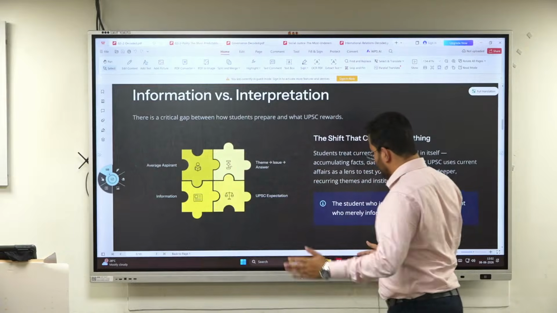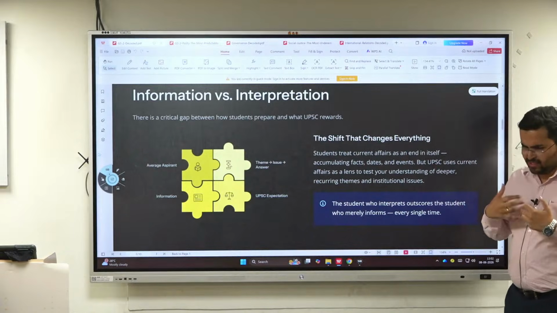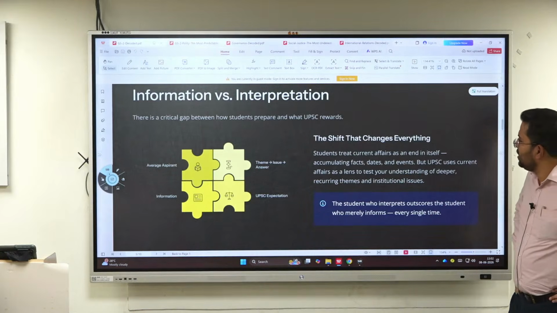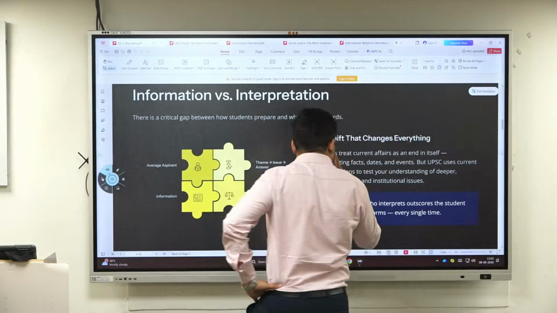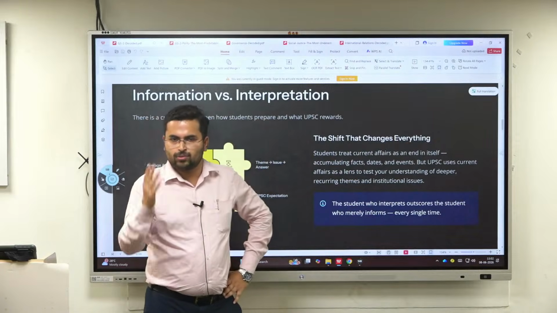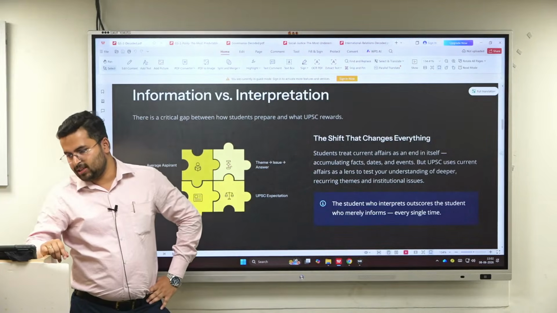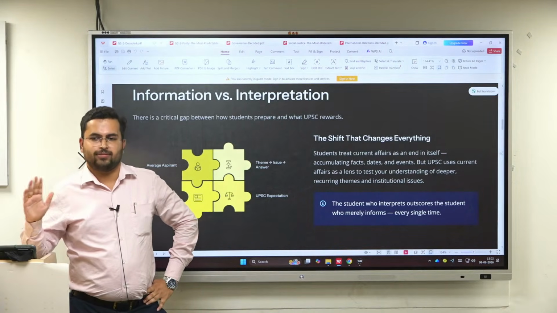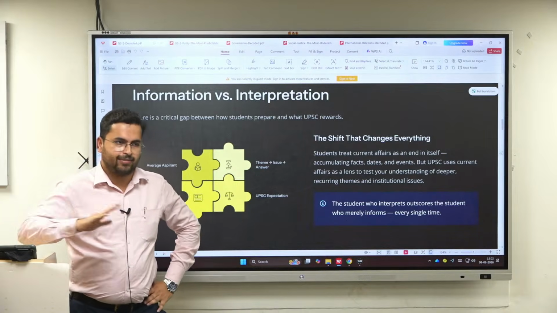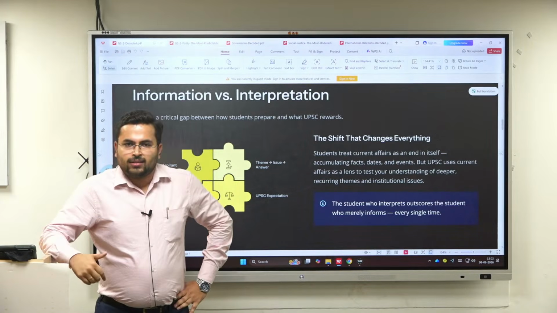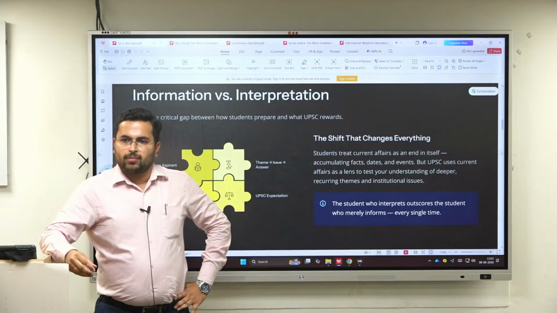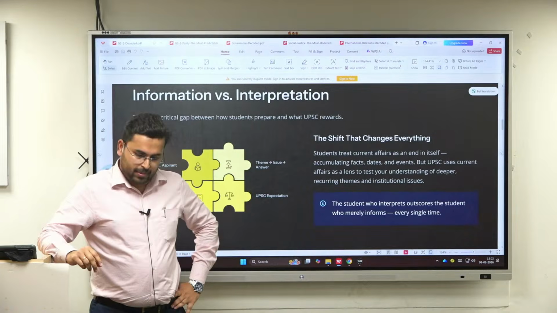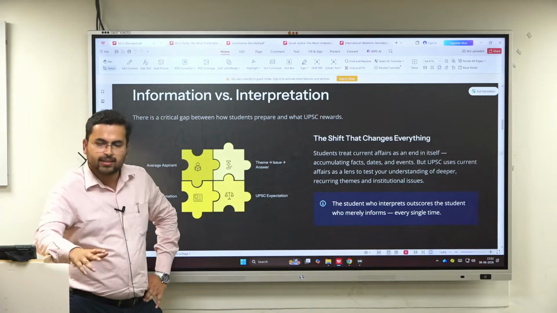So there's a gulf between the expectations of UPSC and what the students actually prepare. First of all, students treat current affairs as an end in itself. They read the papers and feel, I have completed my news, I've read it, I've done my job. That is the primary deficiency in everyone's preparation, treating current affairs as an end in itself.